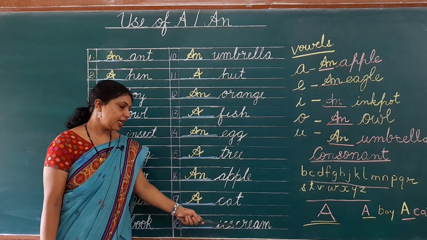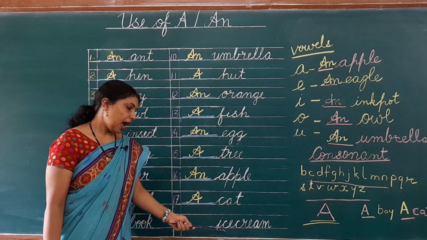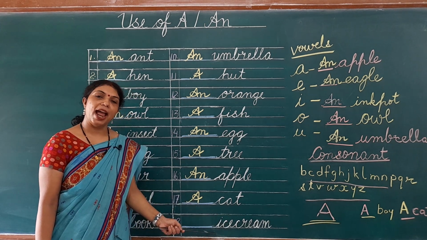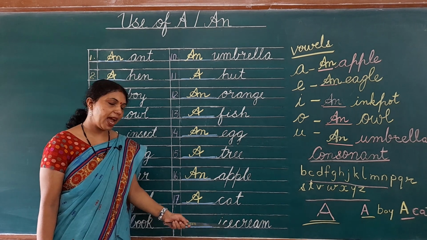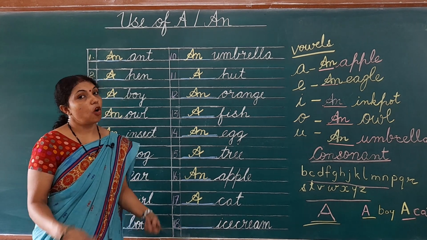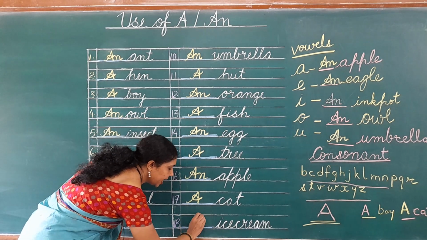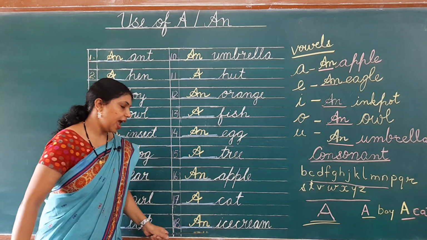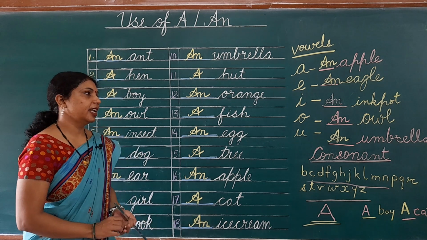Number 18. I-C-E, ice cream. First letter is I and it is a vowel. And what do we have to do now? We have to use an. An ice cream.